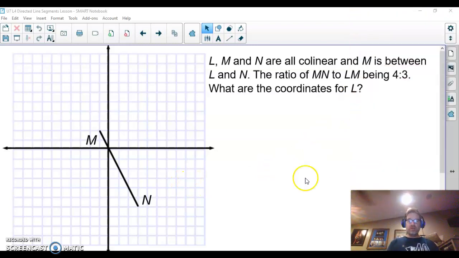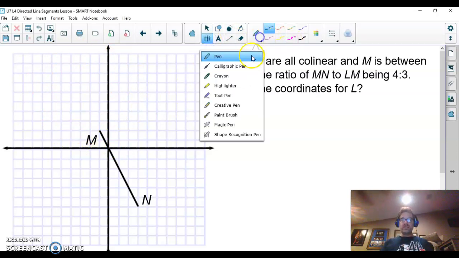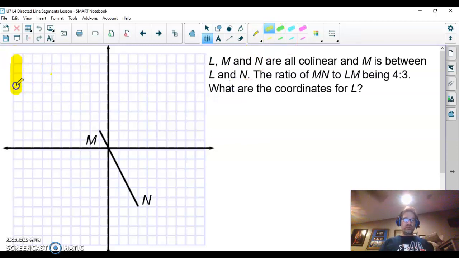Let's move this down. So L, M, and N are collinear. That means we're going to extend this line segment out. L is going to be someplace on the extended part of the line segment. L, M, and N are all on this segment. M is between L and N. That means L is going to be someplace up here. When we extend this, M is between, so it goes L, M, N. Not because it's alphabetical, but because M is between.